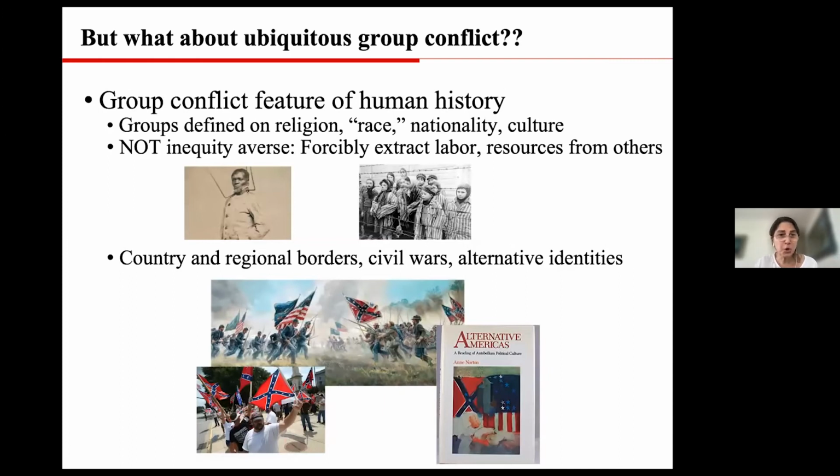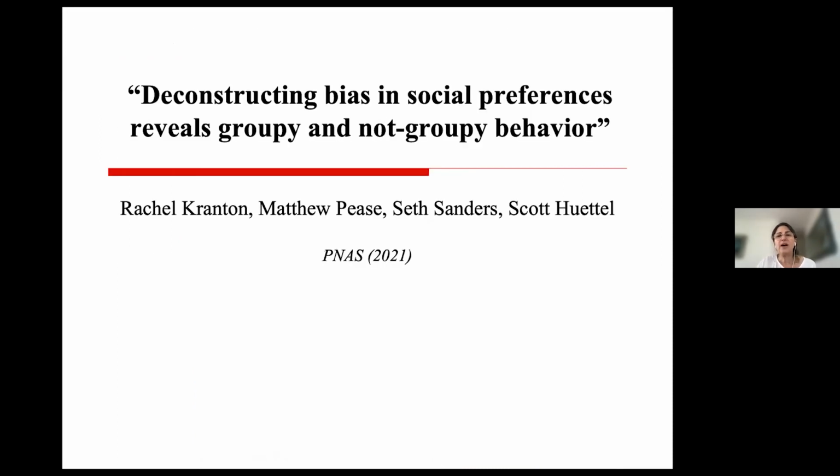Oh, but wait, I just told you that human conflict, group conflict, is a feature of human history. So how can we reconcile this history with the previous result, which I just told you? Okay, so that's the jumping off point for a set of experiments which I conducted with a set of co-authors. We wanted to really dig into this result. Why were we not seeing in these experiments this behavior where people treated people in the other group badly? So in these experiments, on average, people were treating the other people in the other group pretty well. They were inequality averse. They were giving up own income to make the two levels of income closer together.